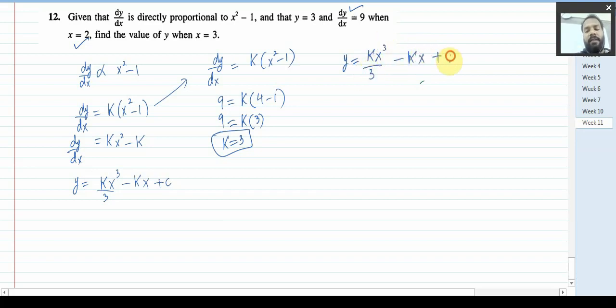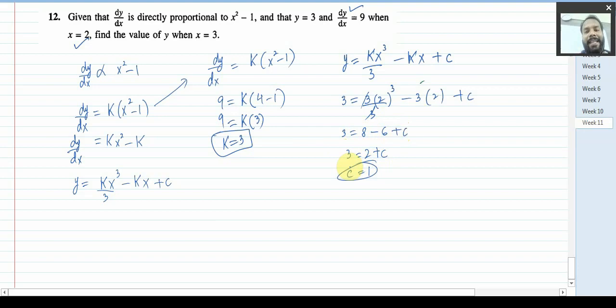Alright. The value of y is 3. The value of k is 3. The value of x is 2. Divided by 3 minus k is 3, x is 2, plus c. So by solving this equation, I can easily find the value of c here. So 3 and 3 cancel, it will be 3 equals 2 cubed is 8 minus 6 plus c. 8 minus 6, it will be 2 plus c, and you get the value of c is 1. So we have the value of k, we have the value of c.